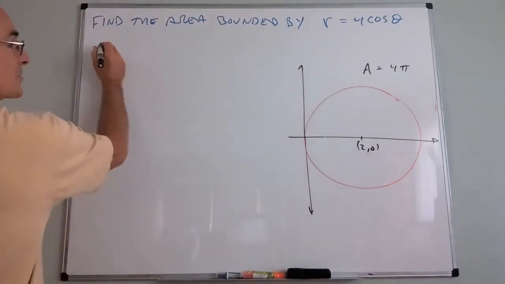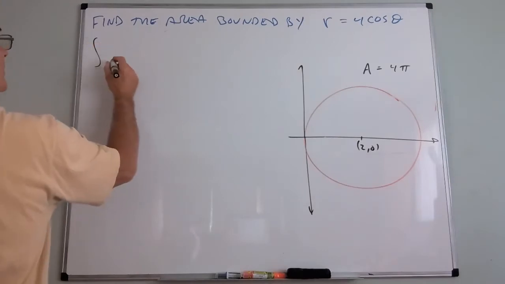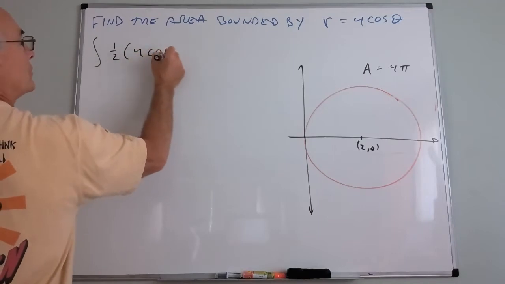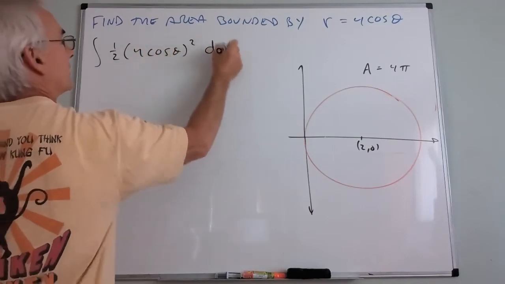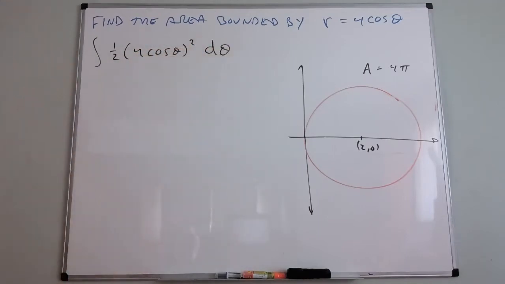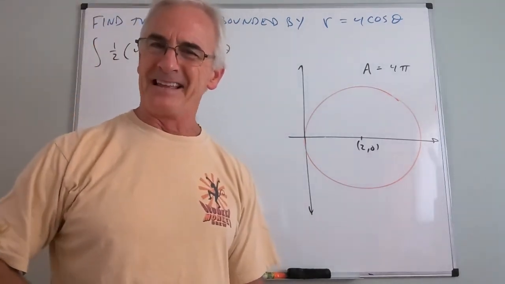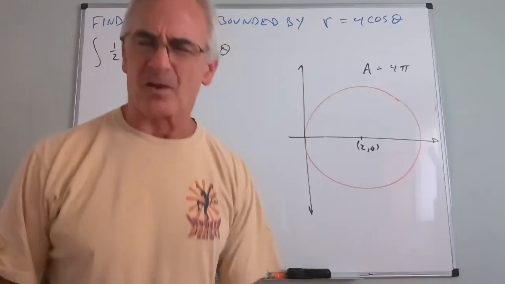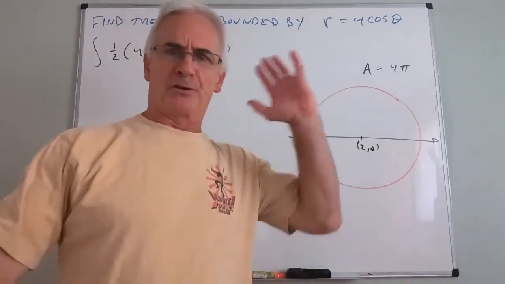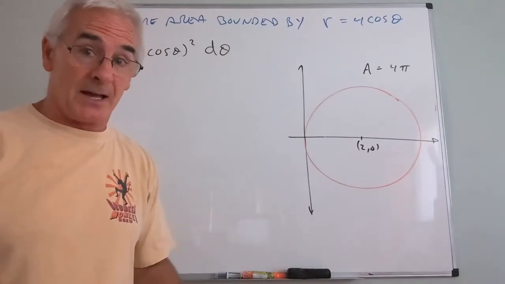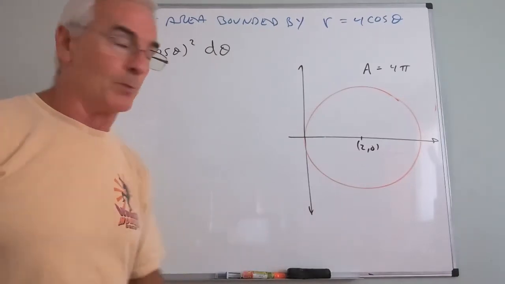So my integration is going to be the integral from something to something of 1/2 (4 cosine theta) squared d theta. Okay, I said something to something. What is the something to something? What are my limits of integration? That's the part that's not entirely obvious. Is it 0 to 2 pi? Is it something else? Is it pi over 2 to 3 pi over 2? The question is, I don't know yet. So let's hold that thought for a moment.